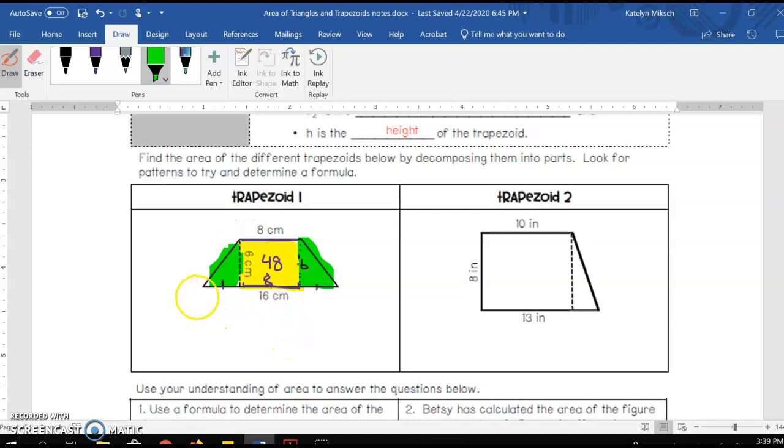So, thinking about that, this whole thing is 16. The chunk in the middle with the rectangle is 8. So if we subtract 16 minus 8, we get 8. 8 is what's left over, but we have 2 triangles here. So each triangle would have a base of 4.